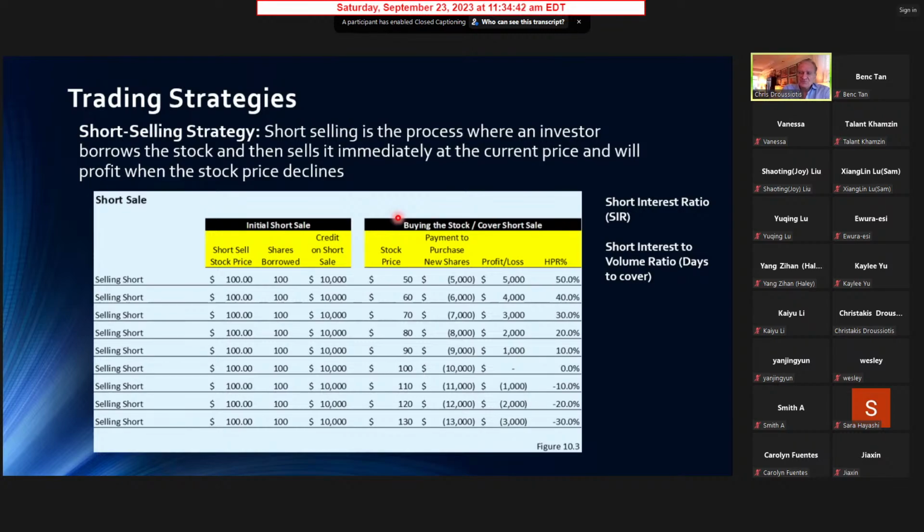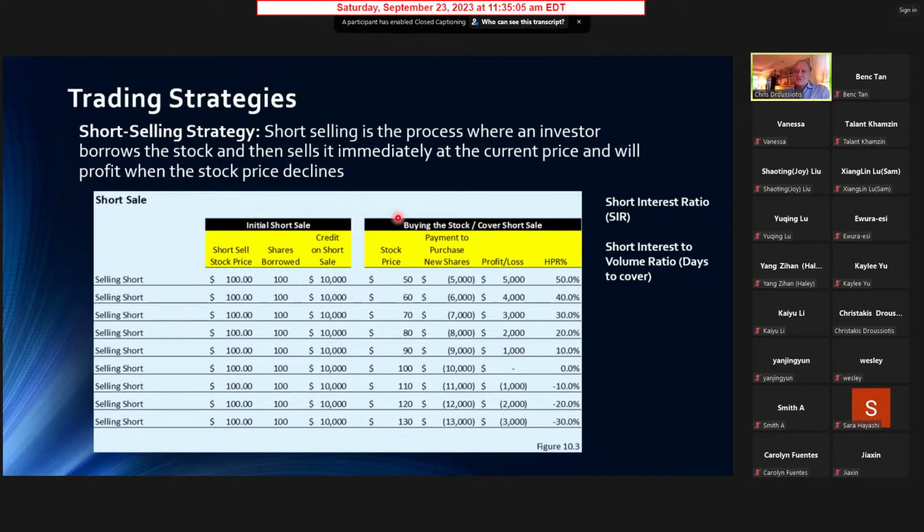Of course, there's a process. It's not that easy. You just have to state your intention to sell the stock, which is called short selling. So the broker will lend you the actual stock. You sell it and get the money. The money will be placed in an account. You can't take the money yet.